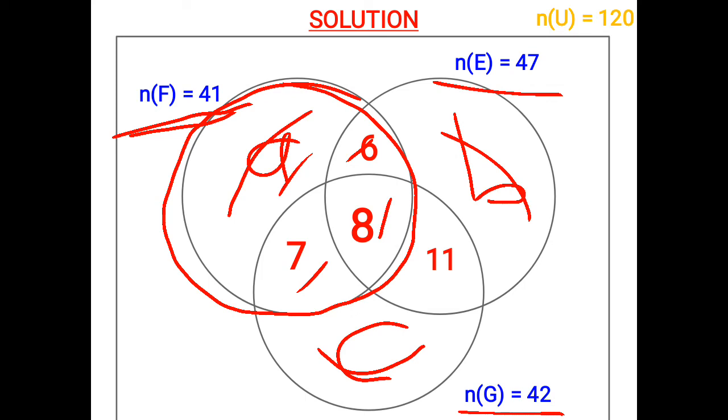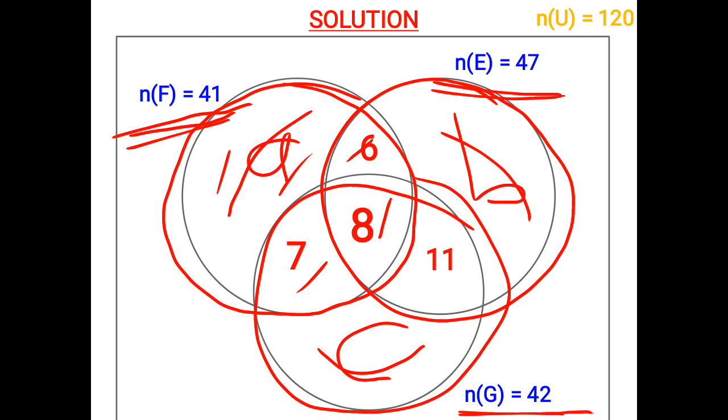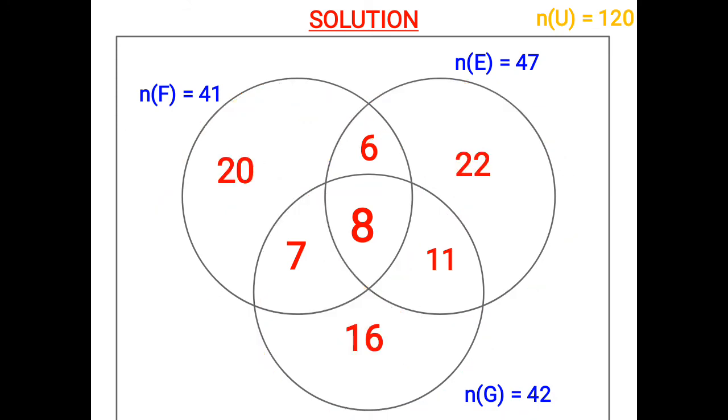So you can pause the video and solve. I have already done that. This side plus 6 plus 8 plus 7 should give you 41. Similarly, with this circle, when you add everything in it, it should give you 47. Same here. If you add everything in this circle, it should give you 42, meaning you equate to that and then you solve. All right, so I have done that, and here we go.